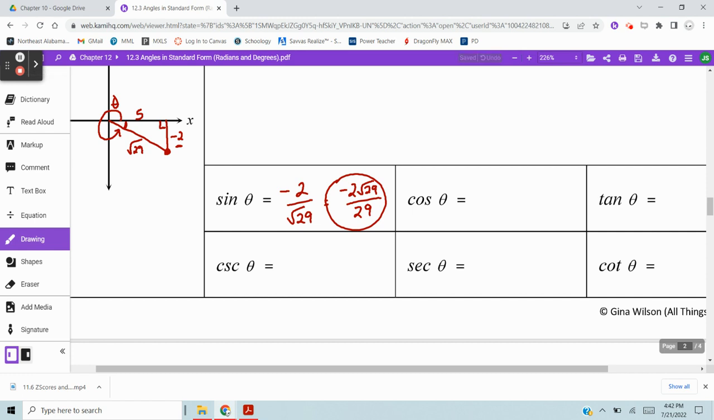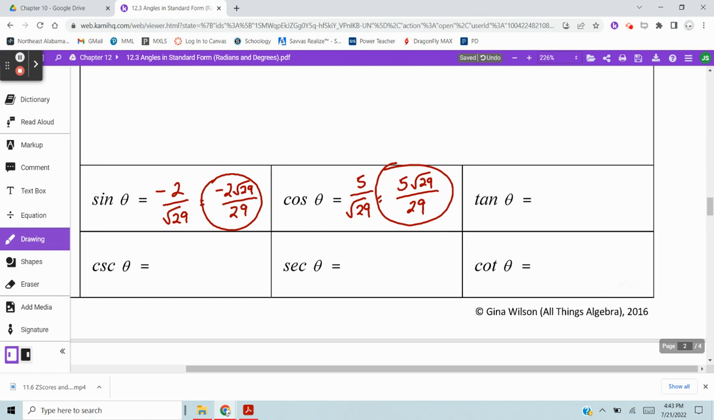The cosine is adjacent over hypotenuse, which will be 5 over root 29. Multiply top and bottom by root 29. You get 5 root 29, you just leave it over 29. There's the cosine. And then finally, the tangent would be the opposite over the adjacent, which would be negative 2 fifths. And that would be the tangent.